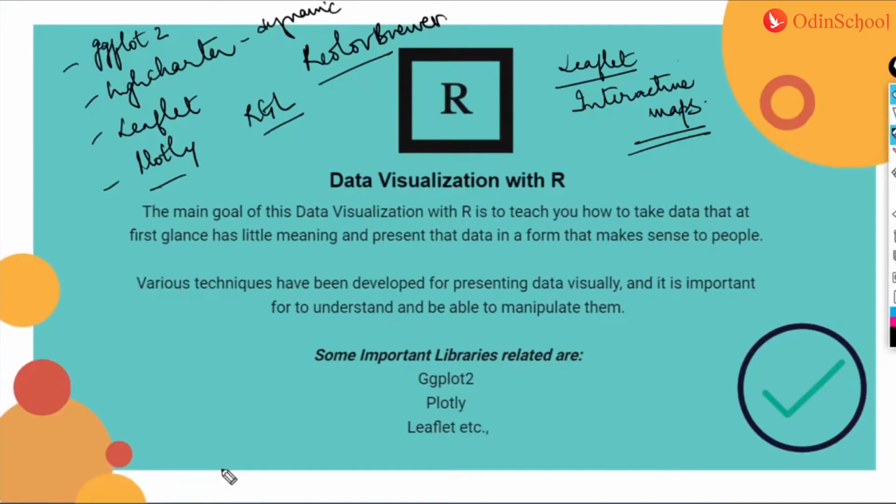Going forward, we have R Color Brewer. R Color Brewer also is a great library when you might want to represent different vectors or different elements in different colors. And then the next one we have is Plotly.